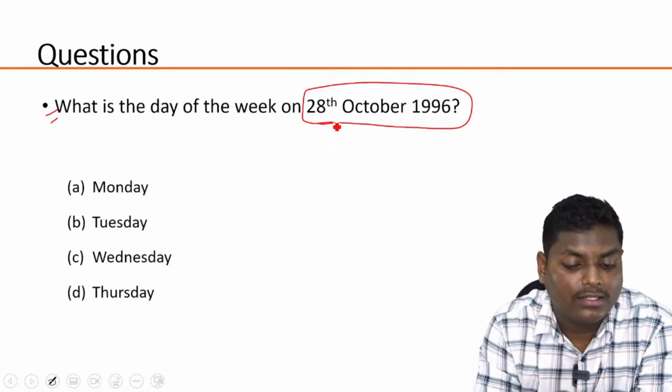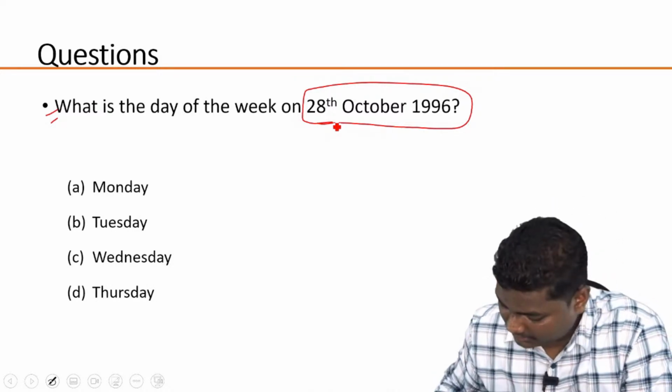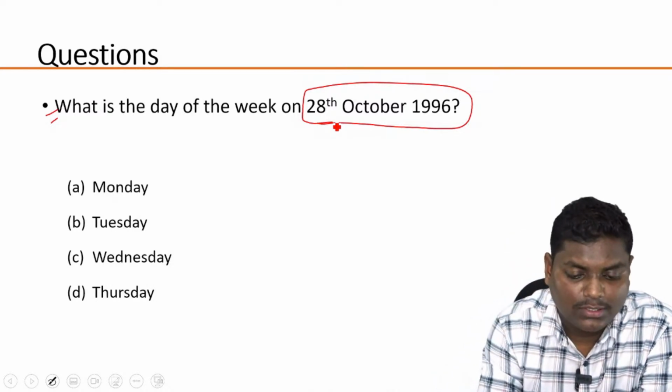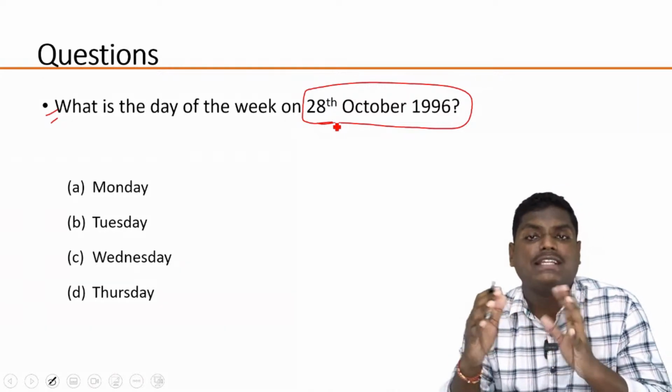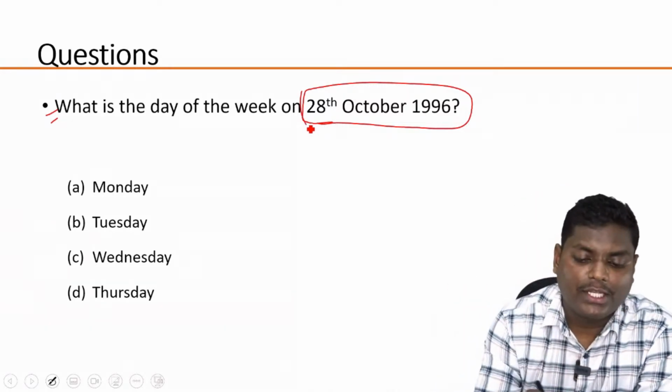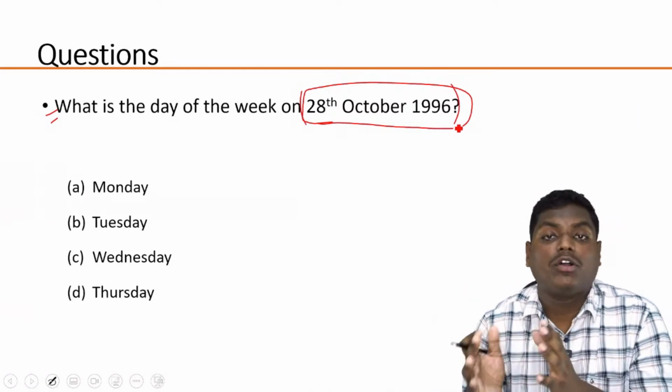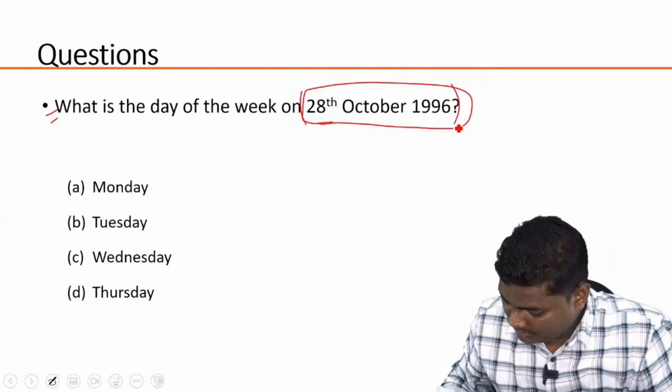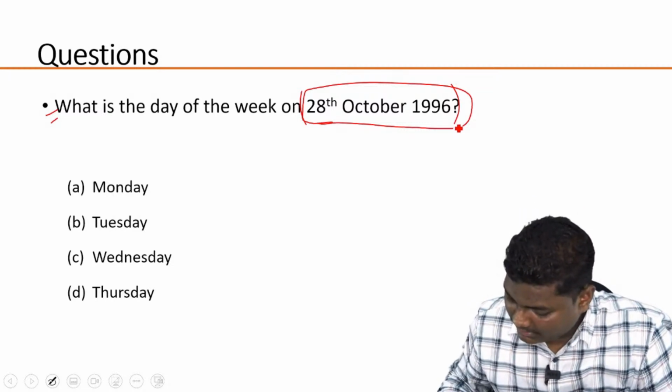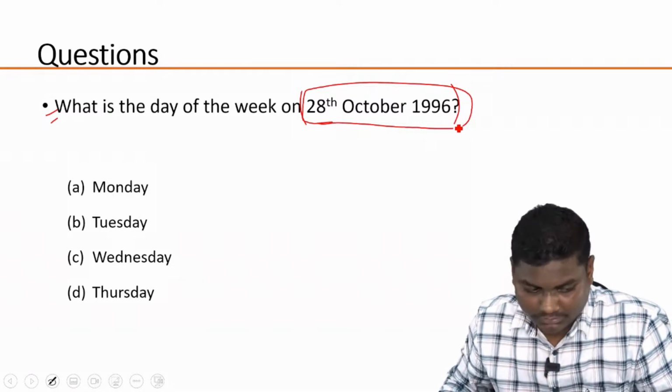28th October 1996. In this type of questions, you will see various combinations where they will give you a particular date and ask on which day it will exactly come. Okay, try solving this.